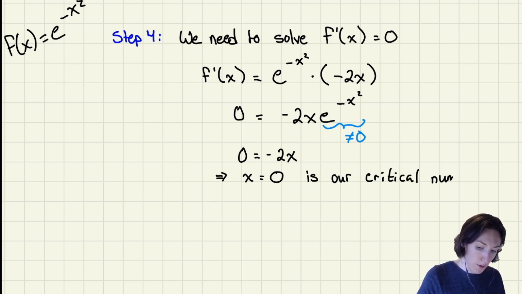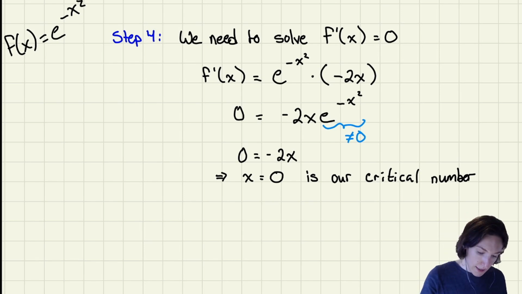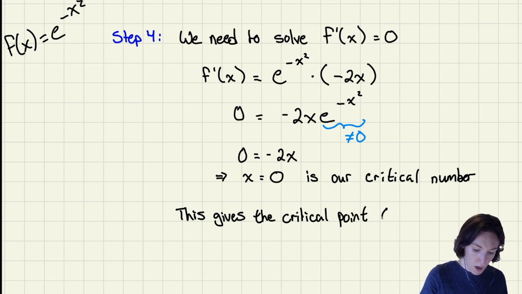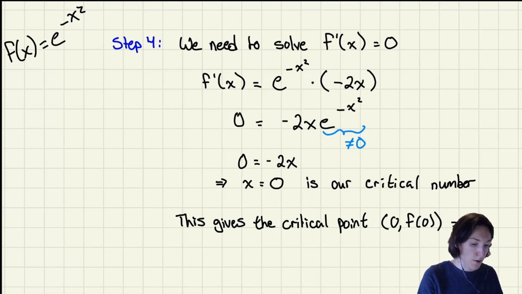And the point, so if we were to actually plot it on the graph itself, this gives the critical point of 0, and then we have to put 0 into f to see what y value that corresponds to. And if I put a 0 into the top here, that's just 1. So this is 0, 1.